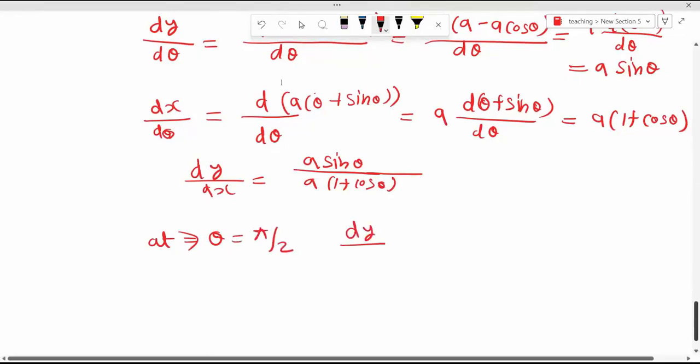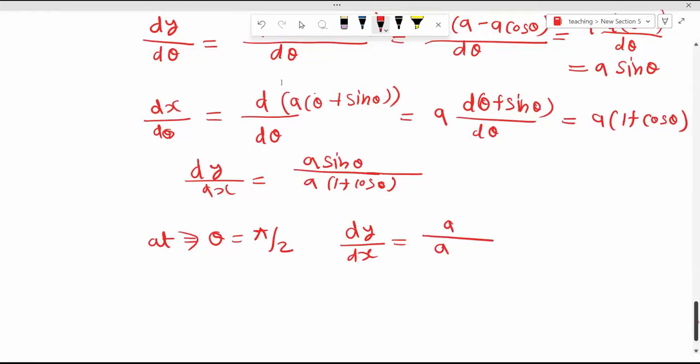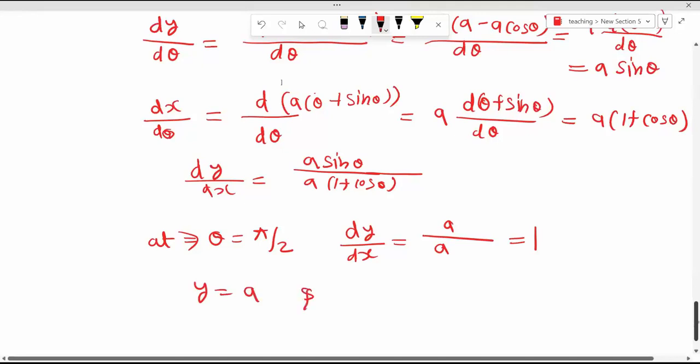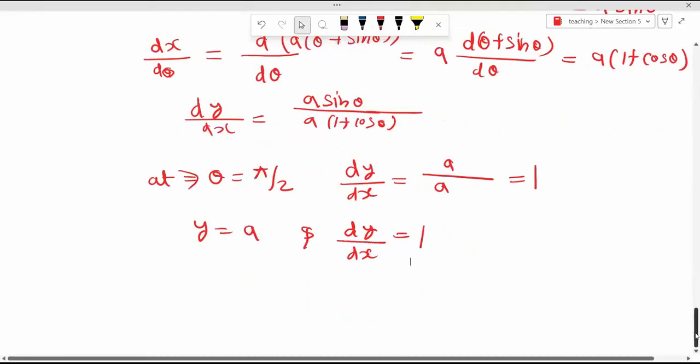dy by dx is a sin pi by 2, which is equal to a into 1 plus cos pi by 2. So 1 plus cos pi by 2 is equal to 1 and this becomes a, so a will cancel out, so it gives dy by dx is equal to 1. Now we get y is equal to a and dy by dx is equal to 1. Now we find the length of the tangent by the given formula.